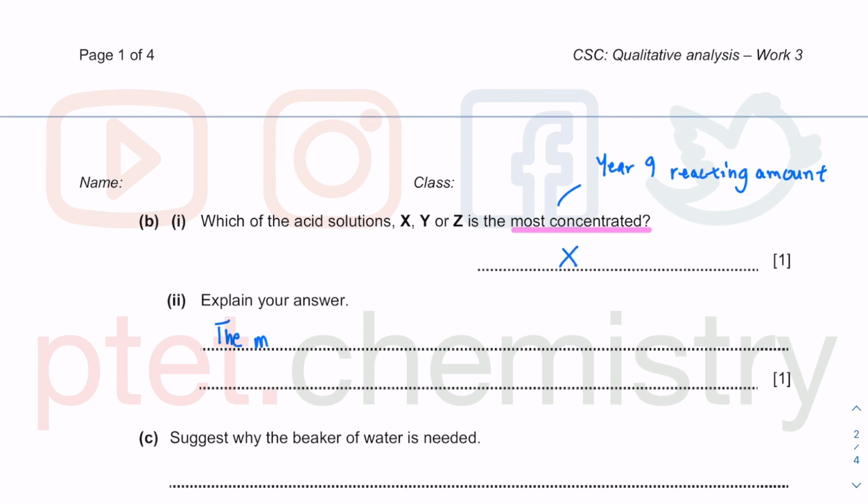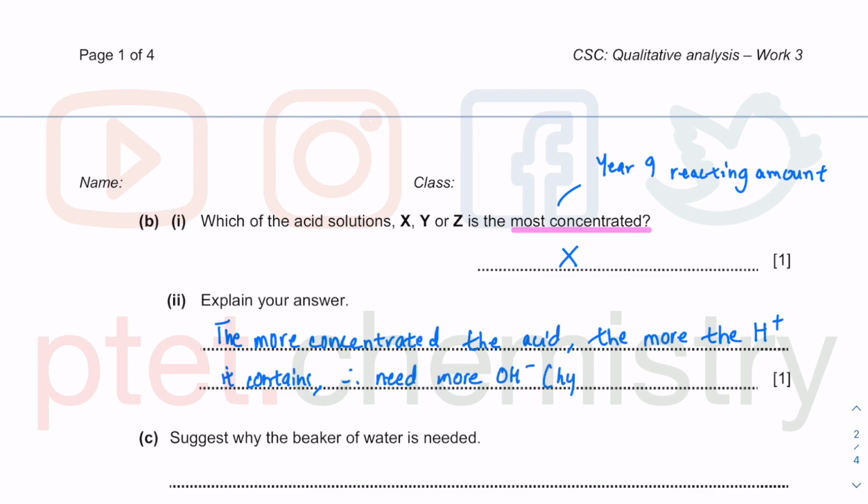So what do we know about concentration? The more concentrated the acid, the more H plus it contains. This is the definition of acid. And the more H plus you have, therefore you need more OH minus, which is the hydroxide ions from the alkali, to neutralize, and therefore you require more drops of the alkali. Therefore more drops of alkali is needed.